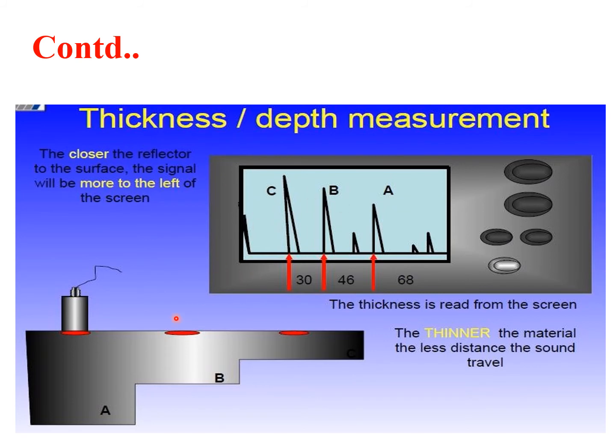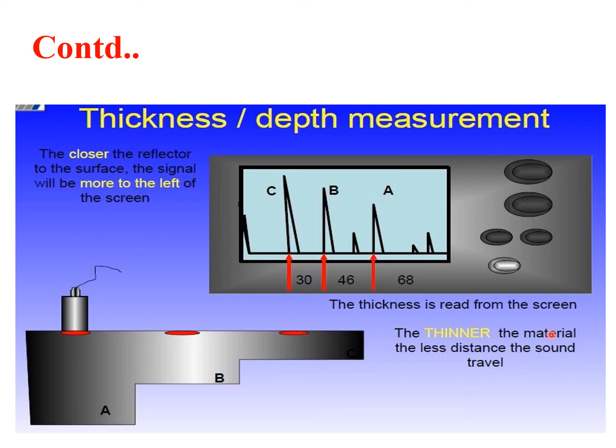Now, three cases are provided here, A, B and C. In A, the distance between the receiver and the bottommost surface is large. Here it is lower, and here it is lower again. So as the distance between the reflector and the bottommost surface decreases, from this point to A, this point to B and this point to C, the signal will always move towards the left. The signal will become stronger and move towards the left, because less distance needs to be traveled by the sound to get reflected back.